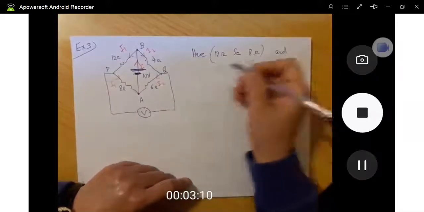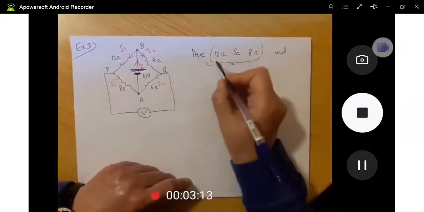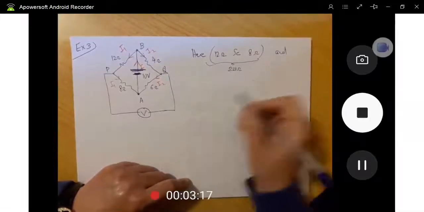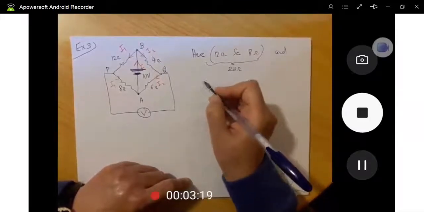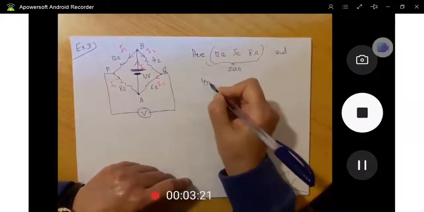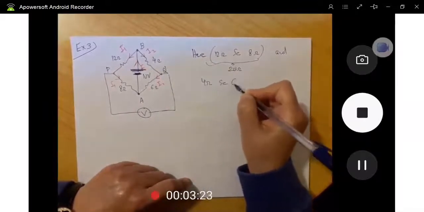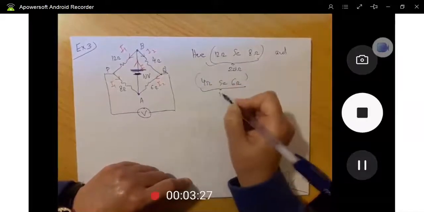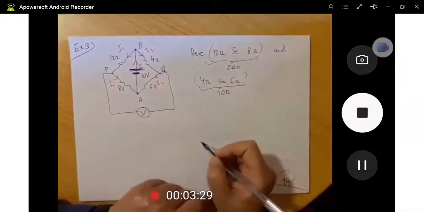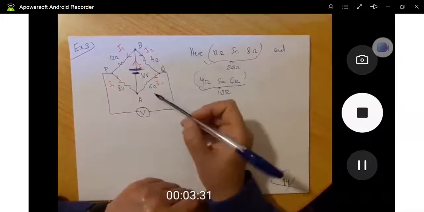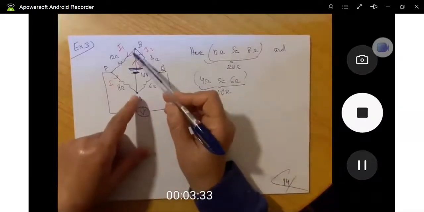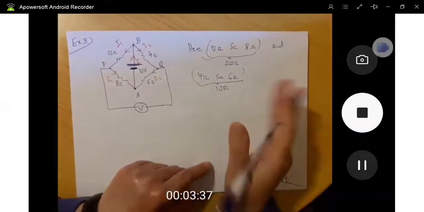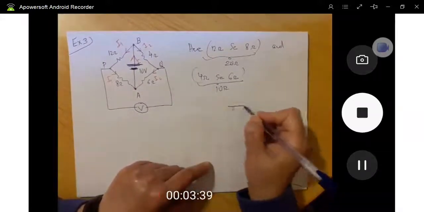What's their equivalent? Their equivalent is 12 plus 8, so it's a 20 ohm resistor. And what do I have? I have here a 4 ohm resistor in series with a 6 ohm resistor. Their equivalent is a 10 ohm resistor. These equivalents are existing between the same two points, A and B. So if I redraw it, although I don't need to because the figure is clear, here it is.